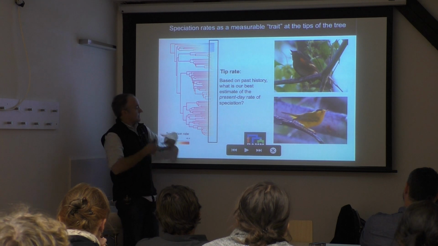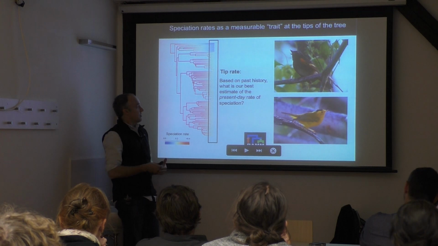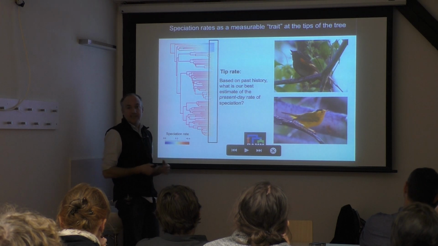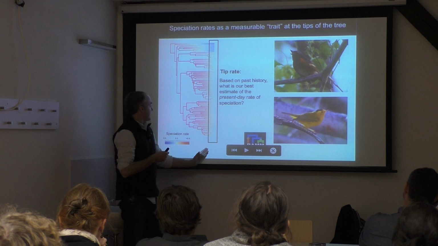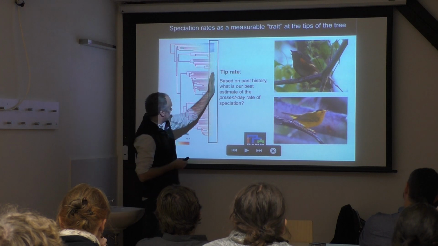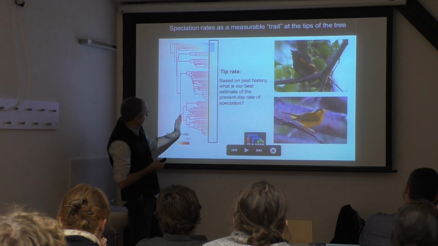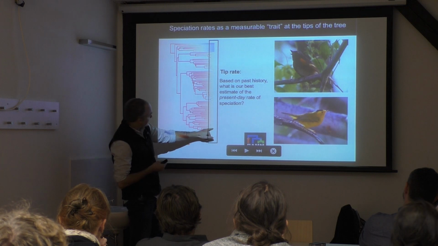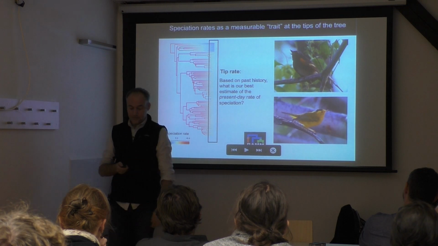And so this is basically saying, based on past history, what is our best estimate of the present day rate of species formation? That's the speciation rate we would have at this particular tip here, because this is a time calibrated tree, and each of these tips is a species in this example.